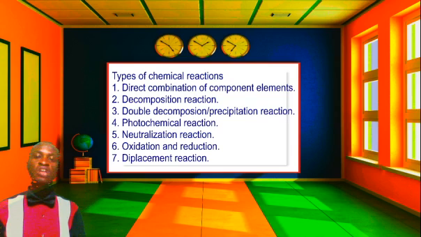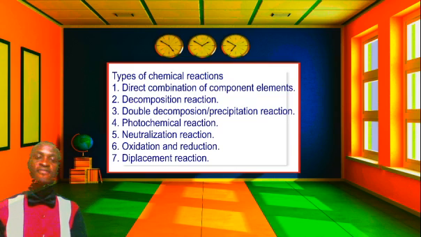Number four is photochemical reaction. Photochemical reaction is a reaction that cannot take place in the absence of light. So, light serves as the catalyst that speeds up this reaction. In the absence of light, this reaction cannot occur.